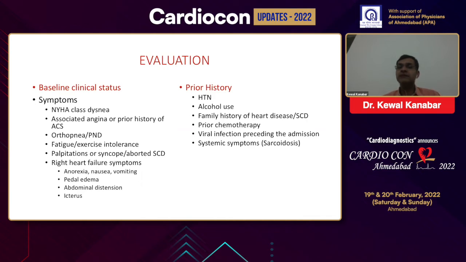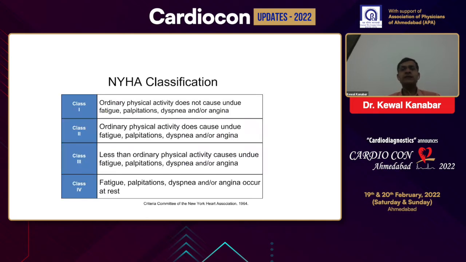Is the patient hypertensive? Does the patient have history of alcohol abuse or binge alcohol consumption? Is there a family history of sudden cardiac death or a family history of cardiomyopathy? Does the patient have a prior history of malignancy for which he received chemotherapy? Did the patient have any history of viral infection preceding the first episode of hospitalization, which may suggest that the patient may have post-myocarditis cardiomyopathy? Or does the patient have any systemic symptoms of infiltrative diseases like sarcoidosis or amyloidosis, periorbital purpura, skin lesions, arthritis, or pulmonary symptoms?